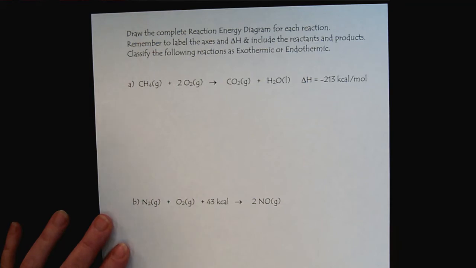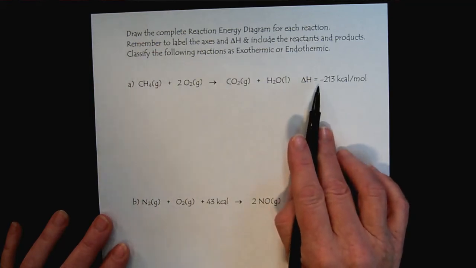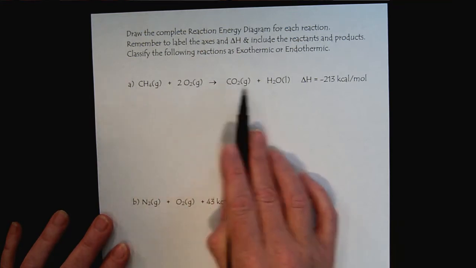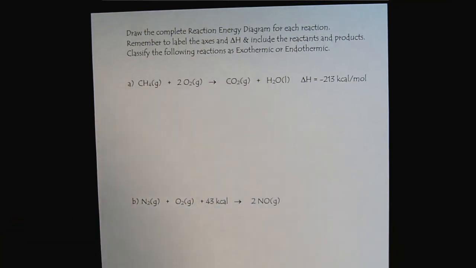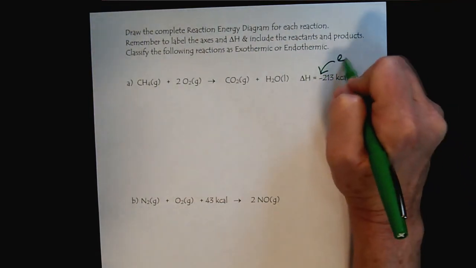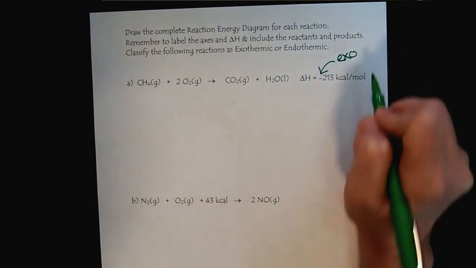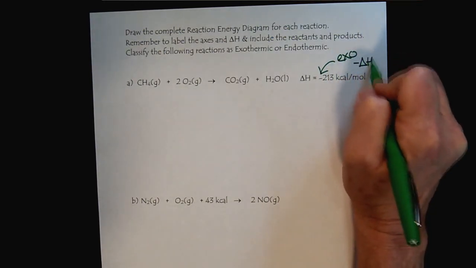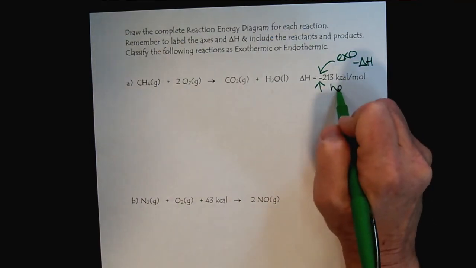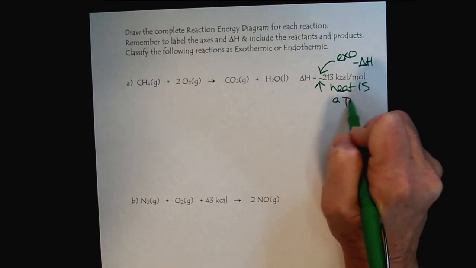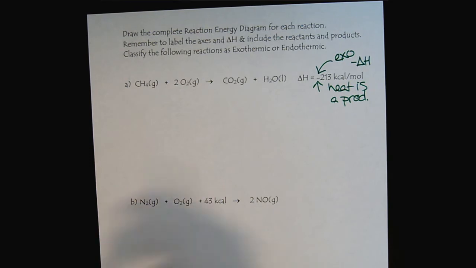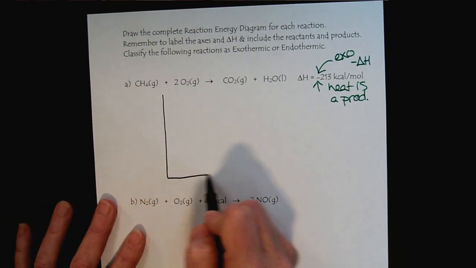Now, the convention here is that if we look at this reaction, methane with oxygen to produce CO2 and water, this negative sign here is telling us exothermic, because we talked about exothermic being negative delta H. So this negative sign is telling us that the heat is a product. Okay, so we can start drawing our reaction energy diagram.